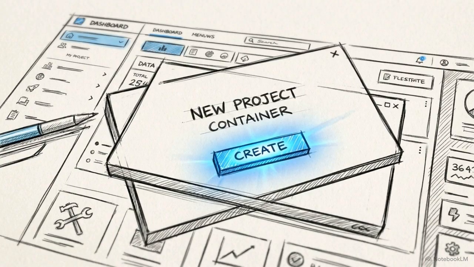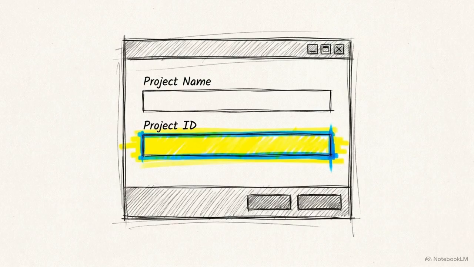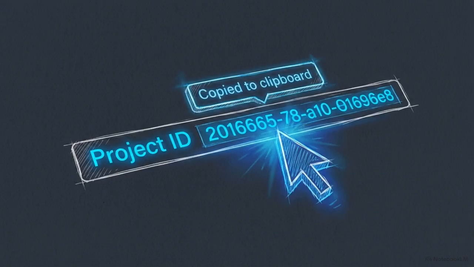Step 1 is building the project container. Open the Google Cloud Console, click the Project Picker in the upper left corner, and create a new project. Cautionary note: the difference between the project name and the project ID. The system needs the project ID. Copy the specific alphanumeric string highlighted here and save it.